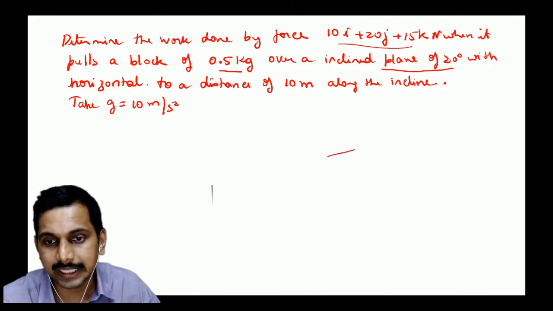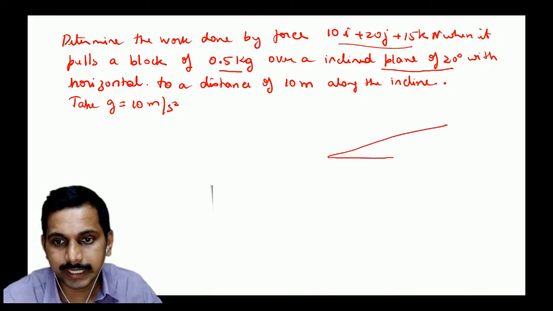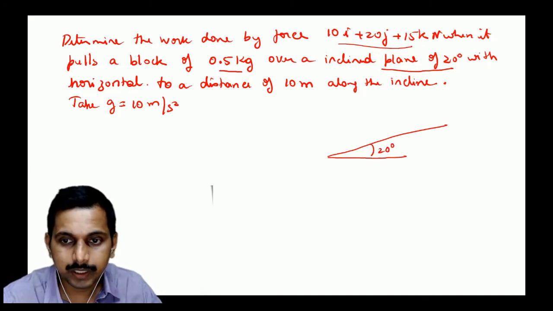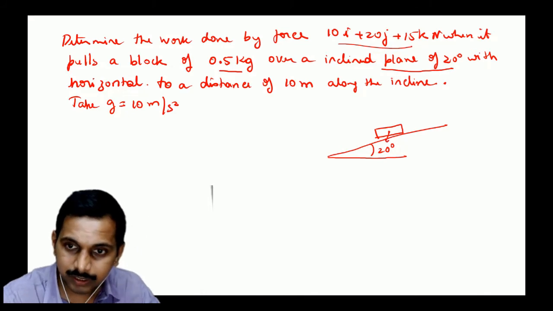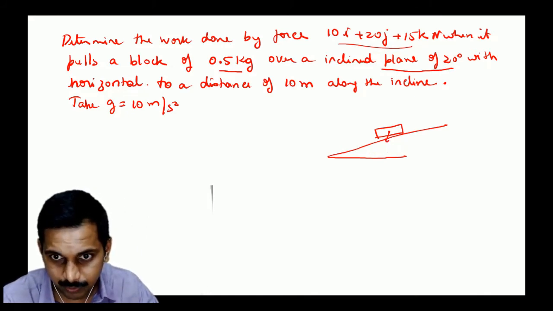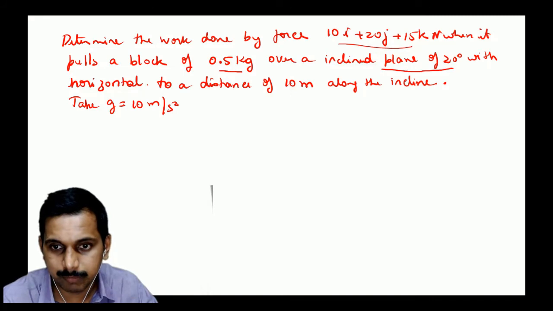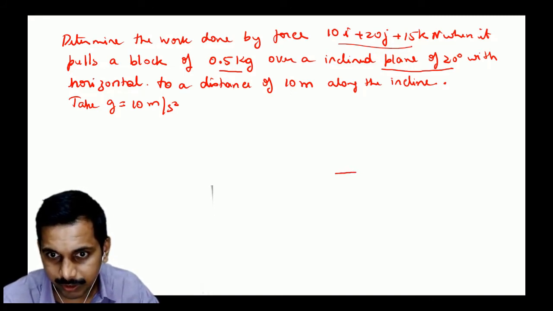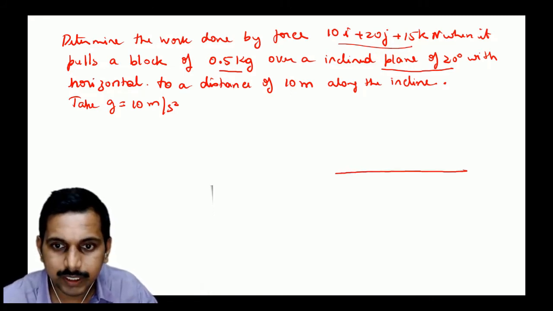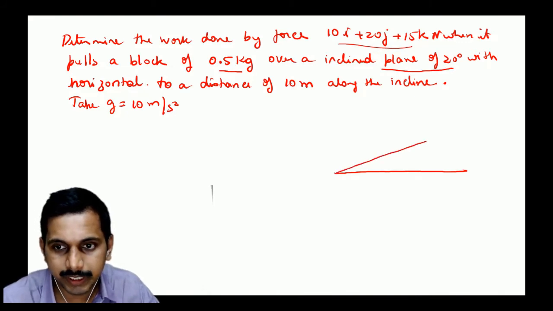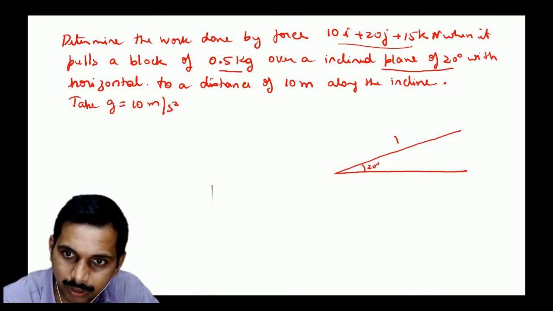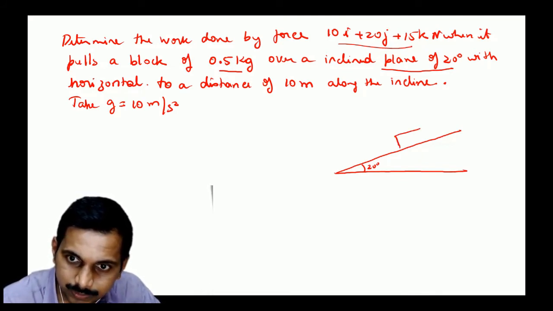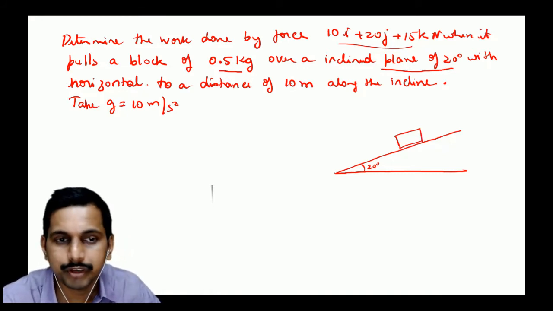So there is an incline here, students. The incline is of 20 degrees. The block weighs how much? It is 0.5 kg. Okay, I'll draw the incline properly. I'm sorry about my handwriting. A 20 degree incline, and there is a block which is pulled. Okay, assume no friction. Very important.